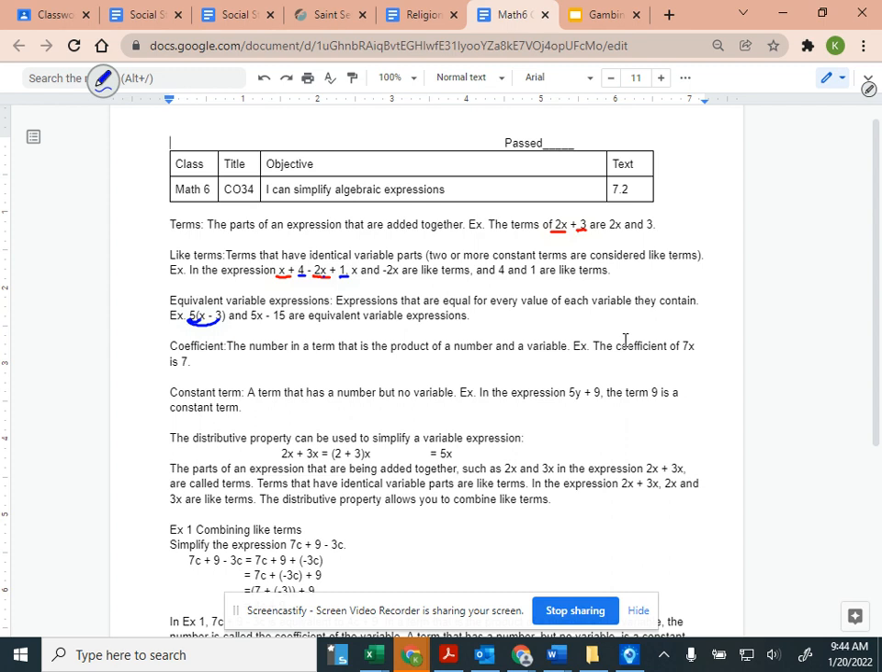So 5 times x minus 3 is 5 times x, 5x, and 5 times negative 3, which would be that negative 15.